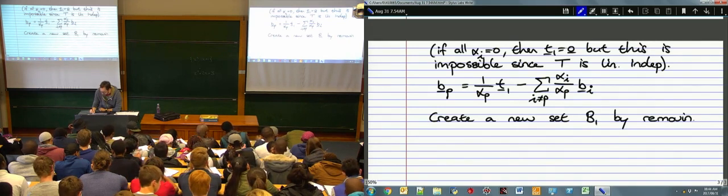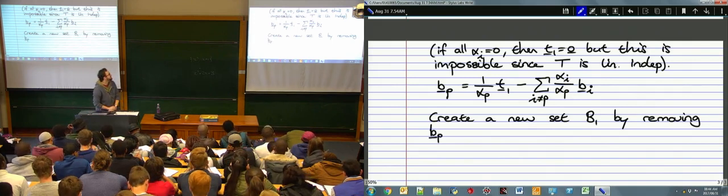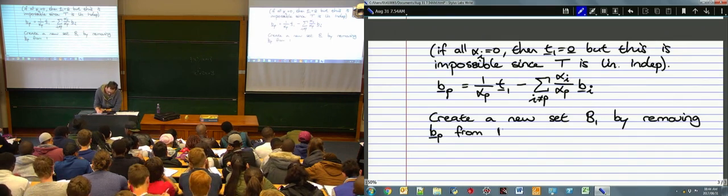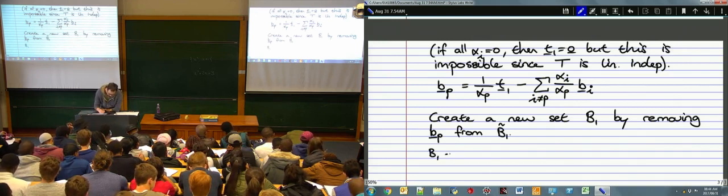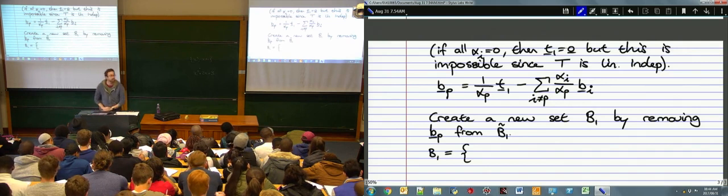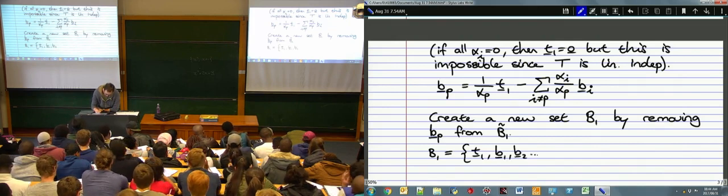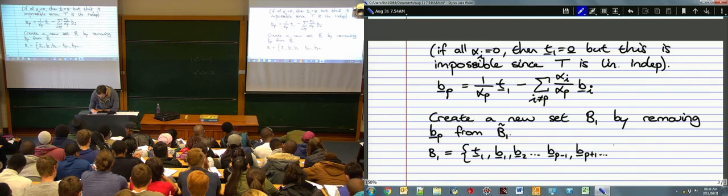And we create a new set B1 by removing this special vector BP from B1 twiddle. So B1 is equal to T1, B1, B2, up to BP minus 1, BP plus 1, up to Bn.